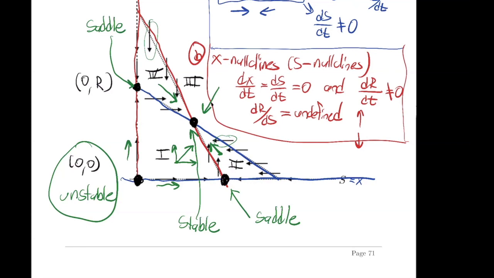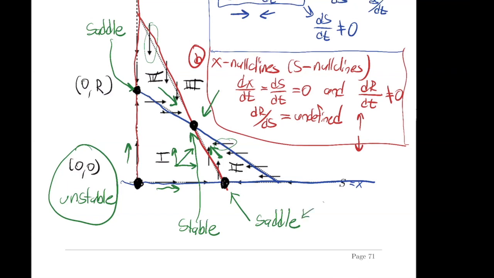Saddles are still considered unstable equilibriums, right? Are they like a subset of it? Sorry? Are saddles considered like subsets of unstable equilibriums? Depends. We use different terminology for this. So some people might call this semi-stable, and some people will just call this unstable.